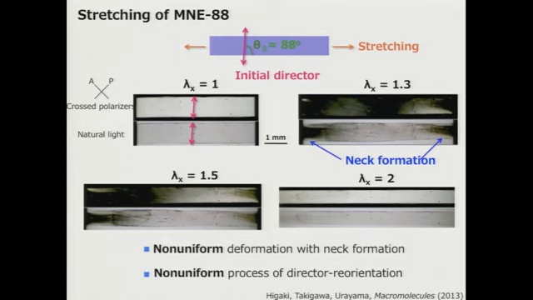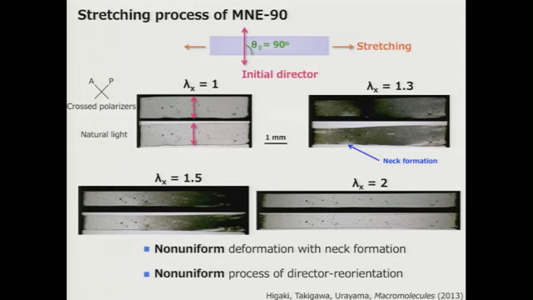But anyway, the process of deformation and also the process of director rotation both become non-uniform. This is the result of the case of 90 degrees. Also, we observe the necking formations. In this case, necking occurs at one place here, but you can see that the sample became opaque. And the other features are essentially similar to the result in the case of 88 degrees.